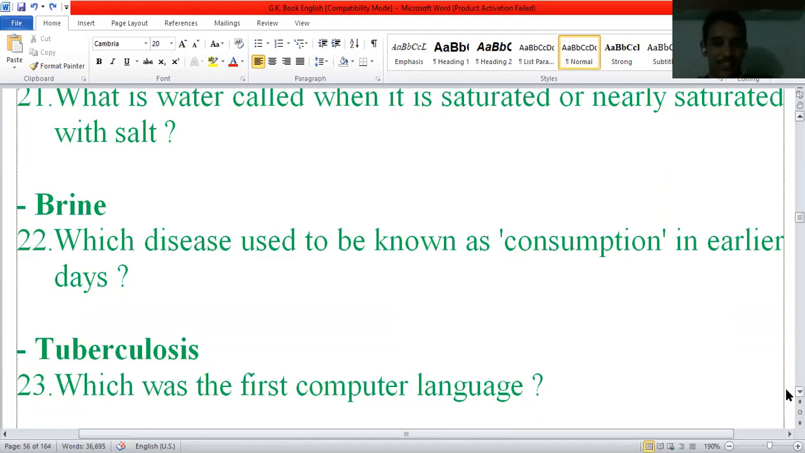Congratulations, all of you. Tuberculosis. Question number 23 goes for Upendra Bania and Barsa Kesi. Which was the first computer language?